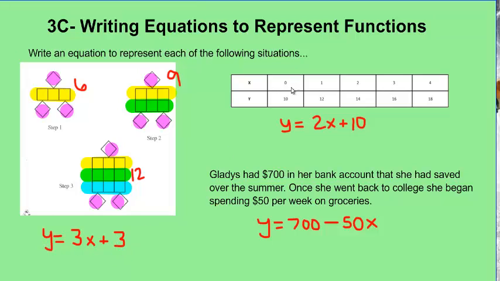When we look at our table, we see that it starts at 10, so that goes at the end, and it's changing by 2 each time. It's going up by 2. So we say it is 2x plus 10.